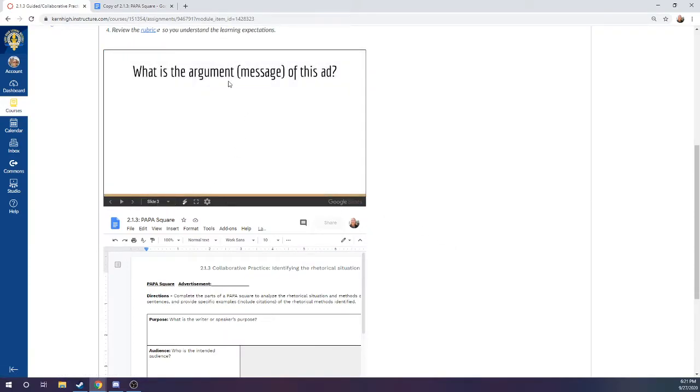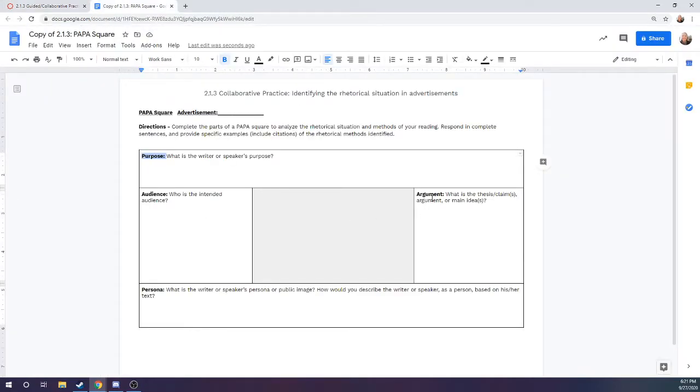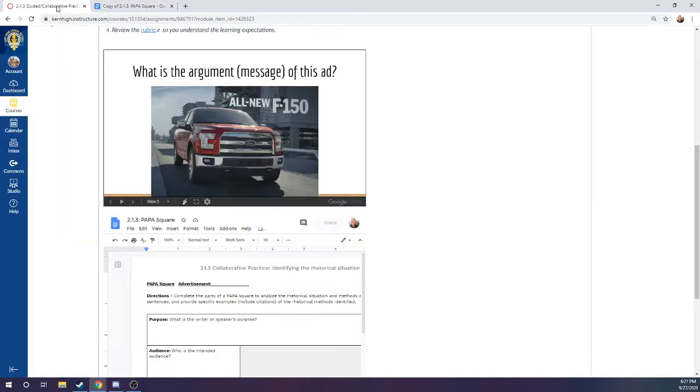For example, if you look at the next one, what is the argument of this ad? You're looking at the argument of the truck ad, and you will write that here in the argument space. You won't talk about the truck ad in the purpose space because you already talked about the Pepsi ad there. But for the argument, this is where you look at the truck.